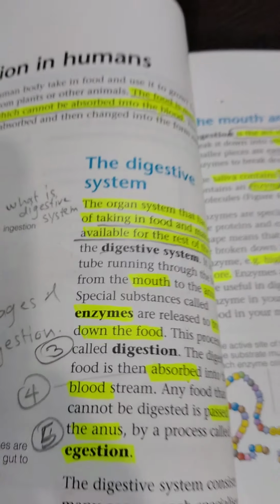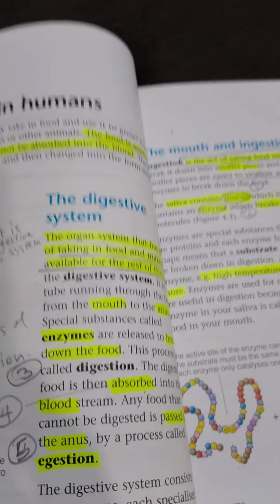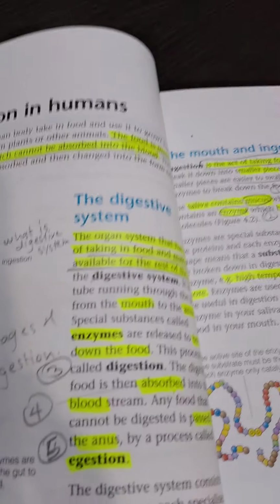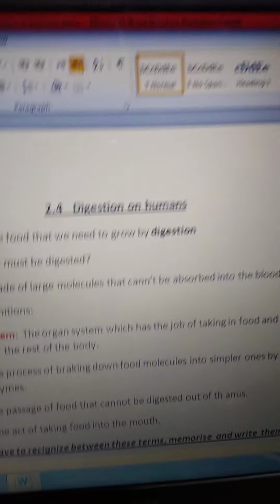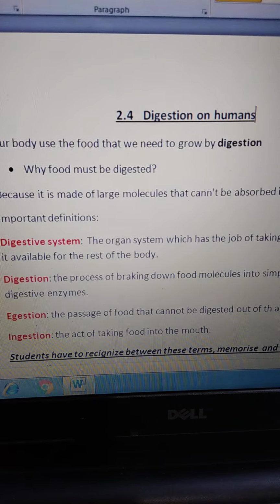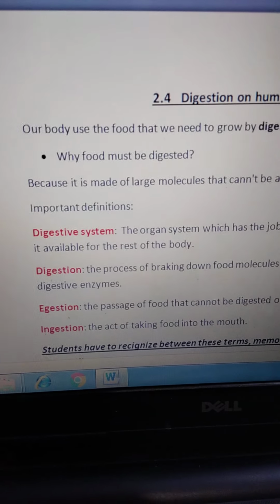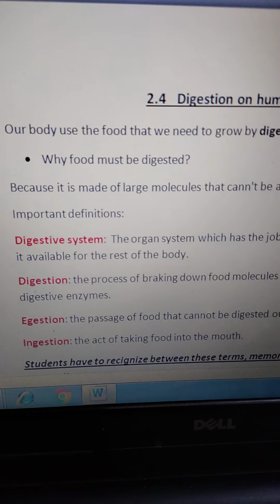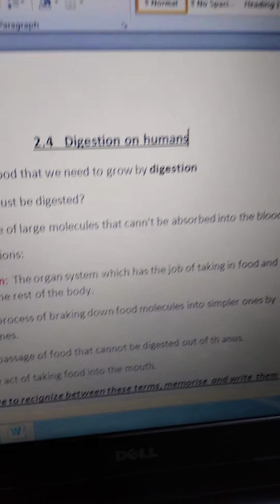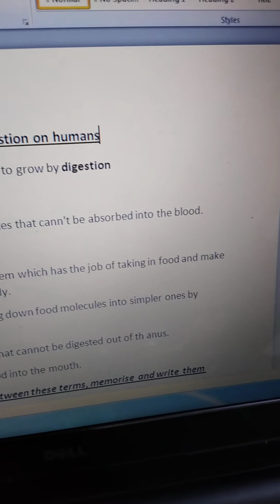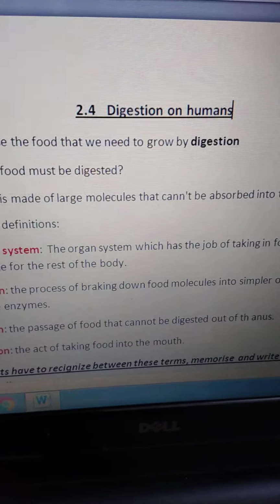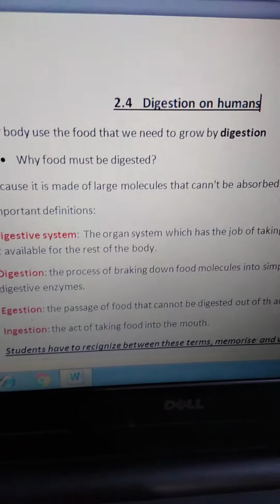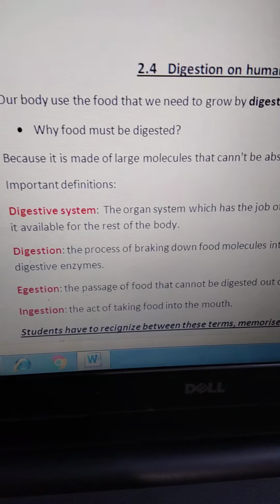Okay? This process happens or takes place where? In which organ system in our body? It takes place in the digestive system. As you see from this page, the digestive system is the organ system which has the job of taking in food and making it available for the rest of the body. Okay? Now, digestion, as we said, is the process of breaking down food molecules.